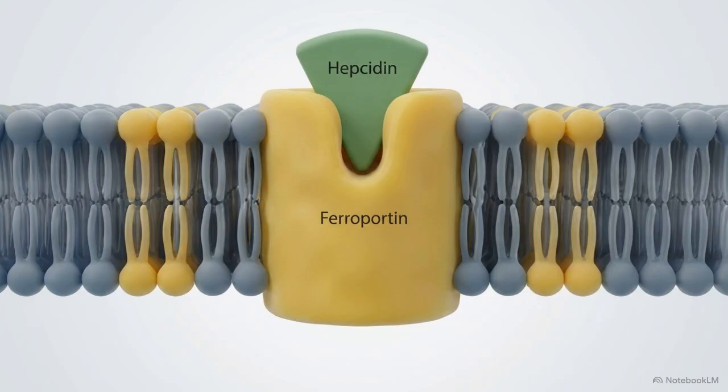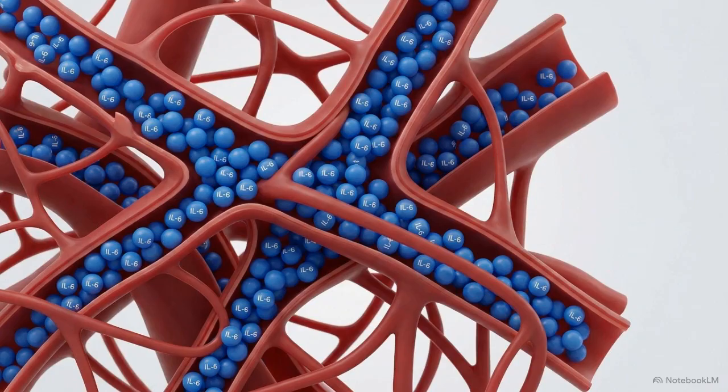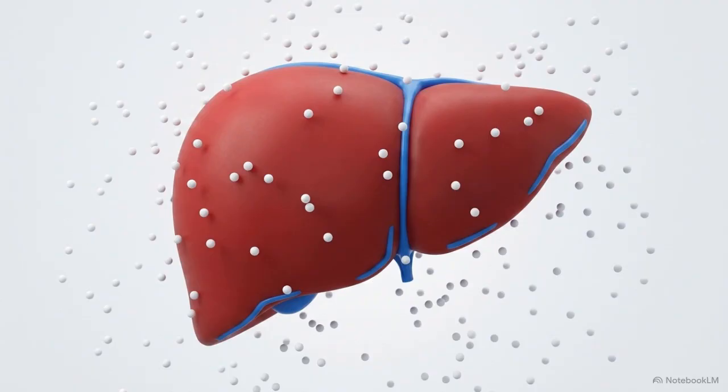Internal iron availability is governed by the hepcidin-ferroportin axis. This acts as the master biological switch for systemic distribution. When a patient develops severe systemic inflammation or an active infection, the immune system floods the circulation with the cytokine interleukin-6. This directly upregulates the production of the hormone hepcidin in the liver.